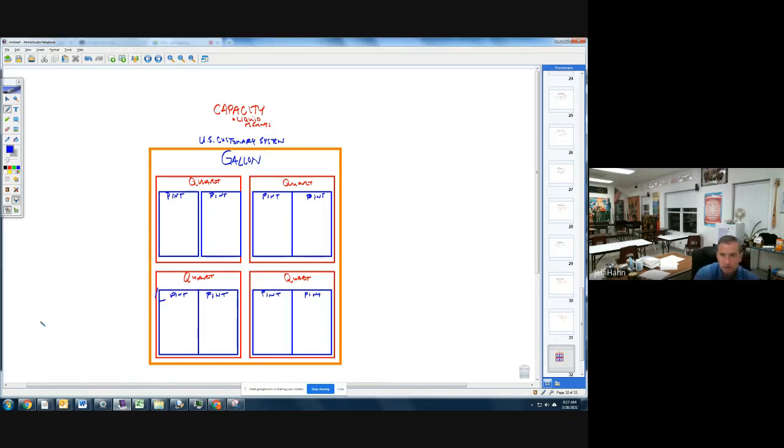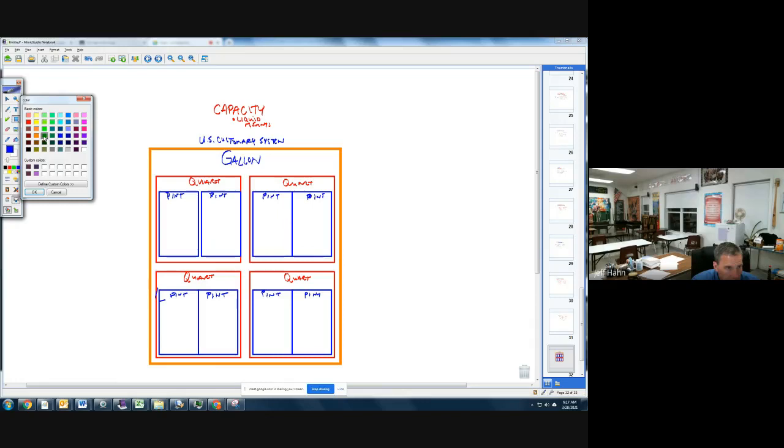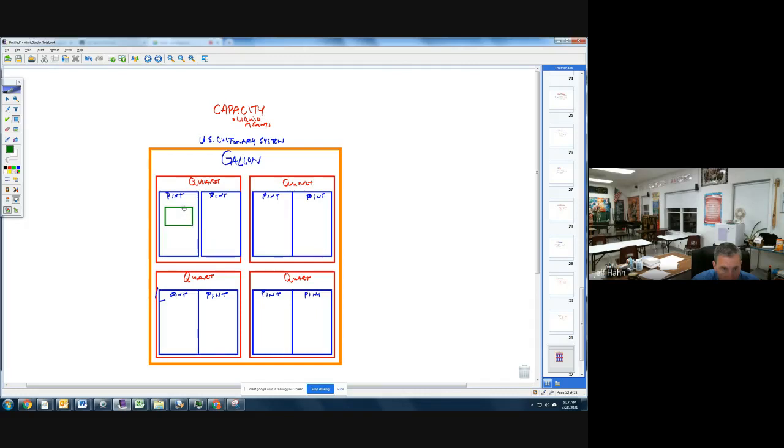Okay. And then inside every pint, boy, this is starting to get snarky now, isn't it? Inside every pint, you will draw 2 smaller rectangles, because each one of those is going to be a cup. Get my little clone business here. Boom, boom.